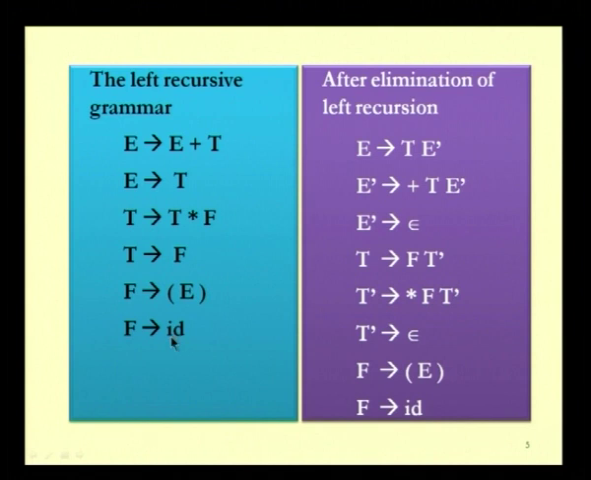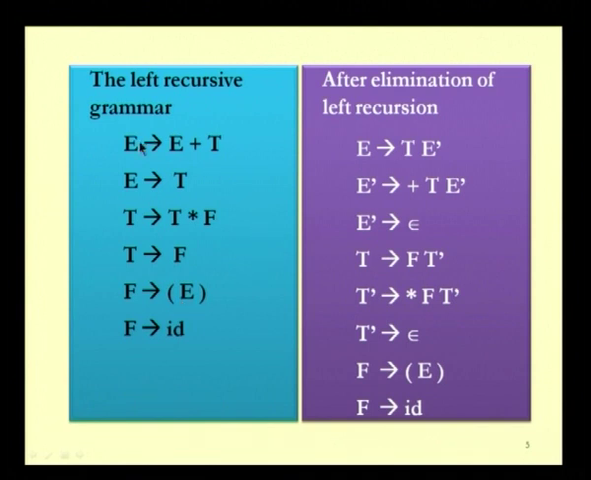Now this grammar has left recursion. Here we find that E derives E plus T is left recursive, because we have E as the first symbol on the right-hand side. Then T derives T star F: T is the first symbol on the right-hand side, which is nothing but the variable on the left-hand side. So we have left recursion here. The rest of the productions, E derives T, T derives F, F derives open bracket E closing bracket and F derives ID, do not have the problem of left recursion or left factoring.